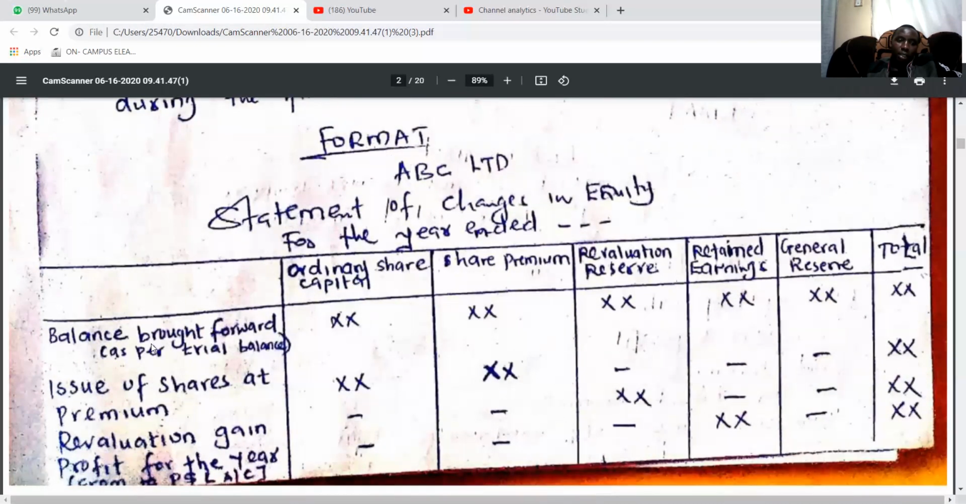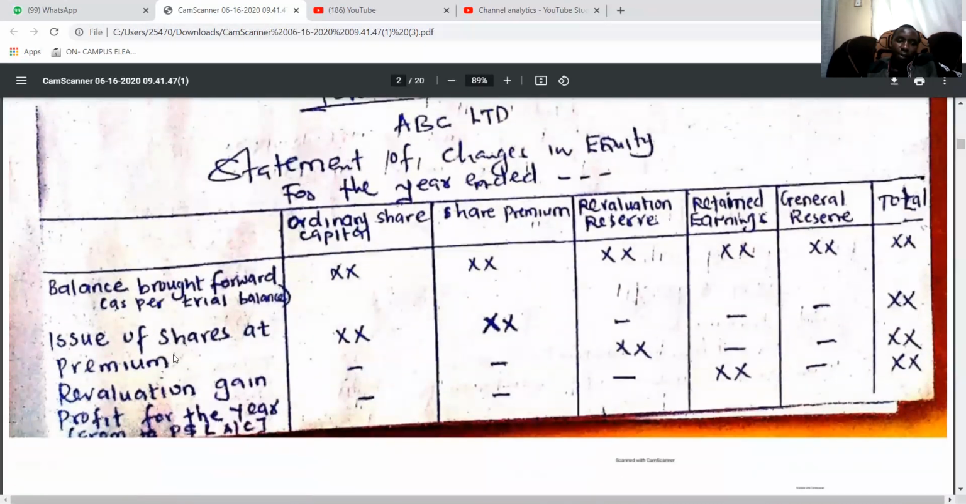Then the next thing you have to do is all about the issue of shares at premium. You add issue of shares at premium. What is a share premium? Someone? When you hear share premium, what is a share premium?